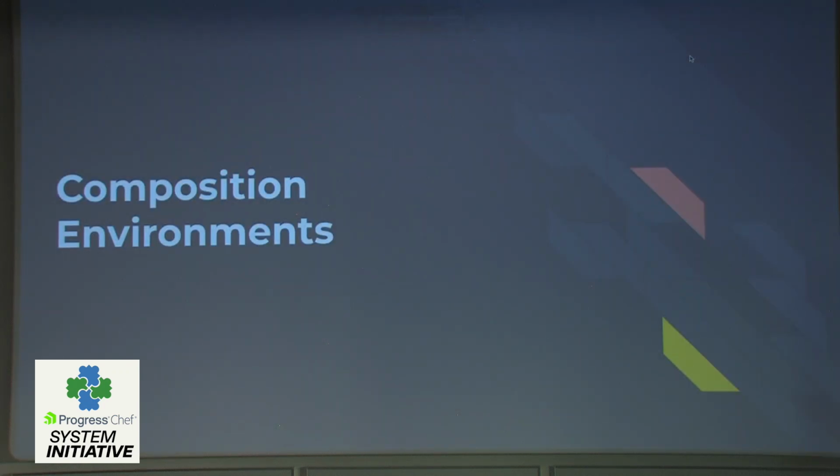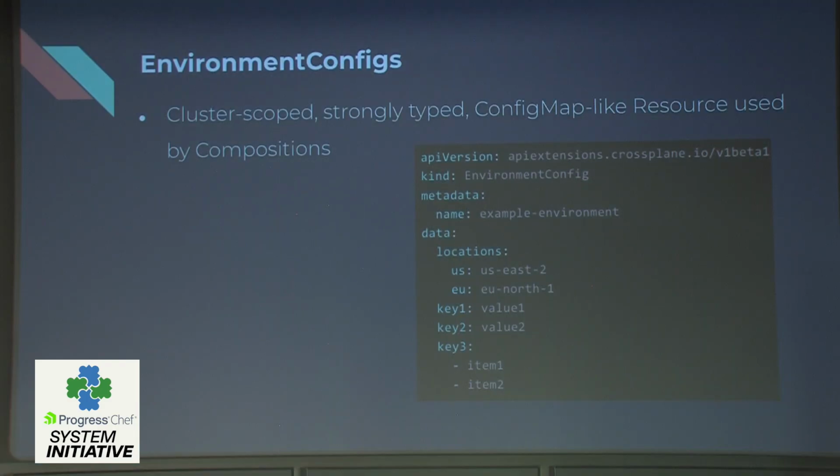Next up is composition environments. So you might run into the situation where you have lots and lots of values which you don't want your users to directly specify. Maybe it's your default region, maybe it's your VPC ID, anything else really which comes from the environment. This we try to solve by creating an object we call environment config, which you can see an example here.